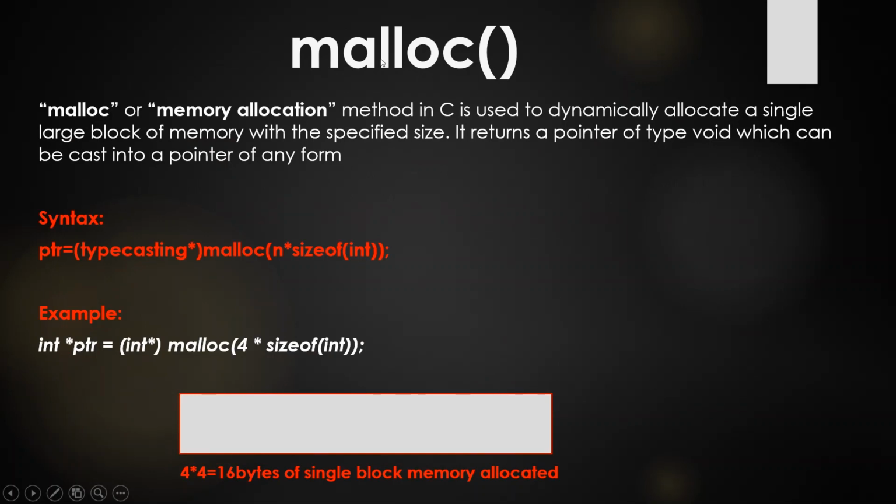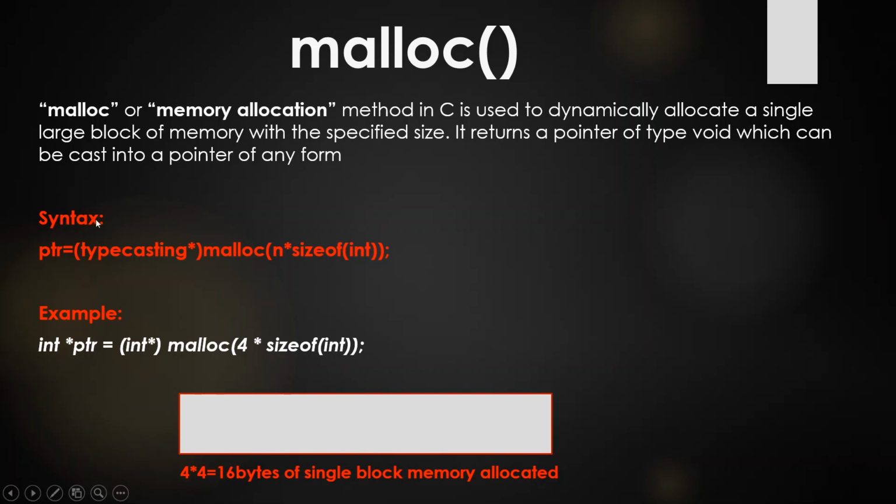Malloc. What is the malloc library function? From the name itself, we can see malloc is a memory allocation method in C. It is used to dynamically allocate a single large block of memory with a specified size. It returns a pointer of type void which can be cast into a pointer of any form.